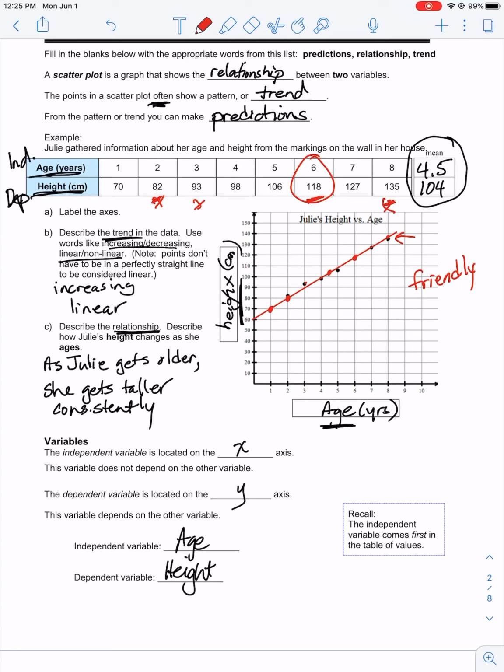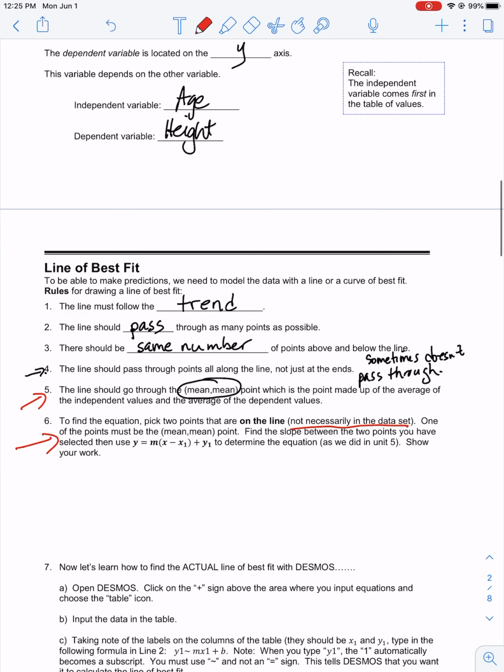So the point that I'm going to pick is actually, let's say, this point, 2 and 80. Notice I'm not picking 2 and 82 because 2 and 82 is not on my line. It's in my data set, but not on my line. So the 2 points I'm going to pick are 2 and 80, and then 4.5 and 104. And what I want to do is use the strategies from Unit 5 to find the equation of this line.